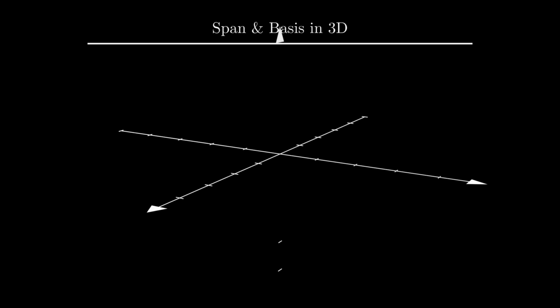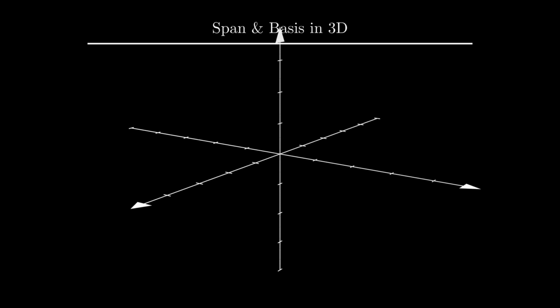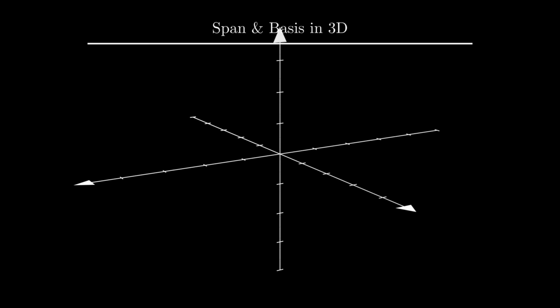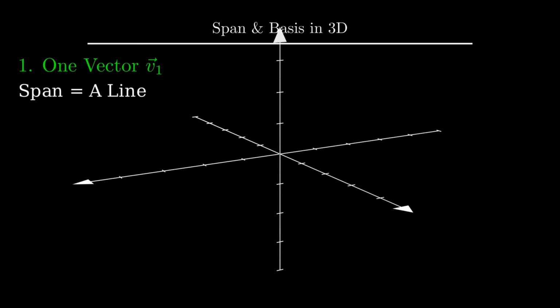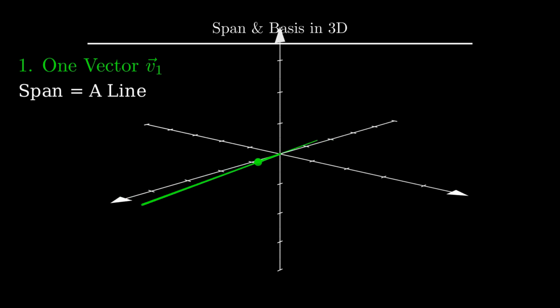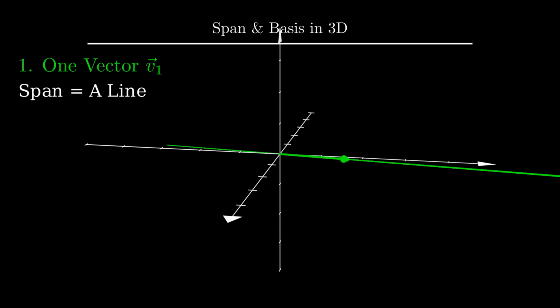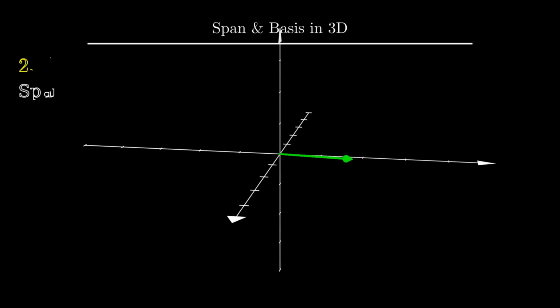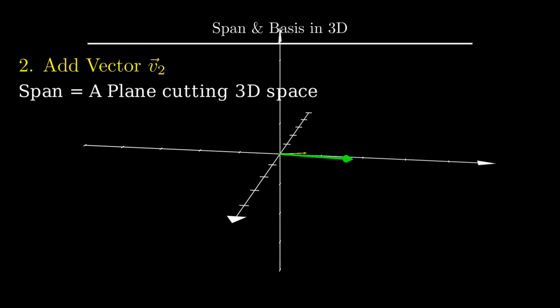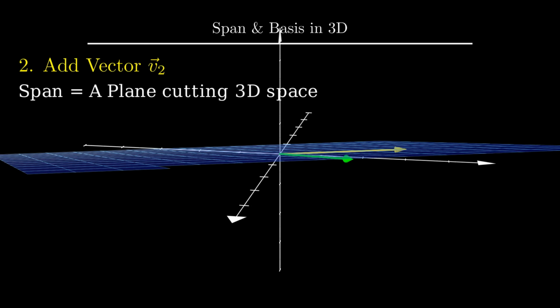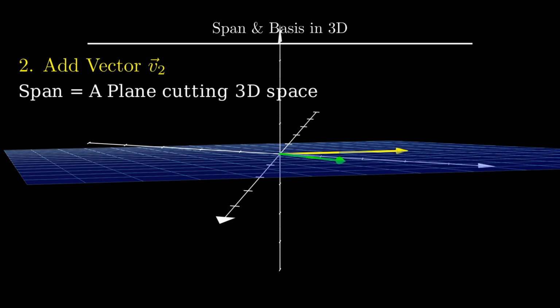Let's visualize span and basis in true 3D space. We start with a single green vector. By scaling it infinitely forward and backward, its span creates a single line cutting through the void. Now, let's introduce a second vector. Together, they weave a flat 2D sheet, a plane. Notice how every possible linear combination of these two is trapped forever on this thin blue surface.